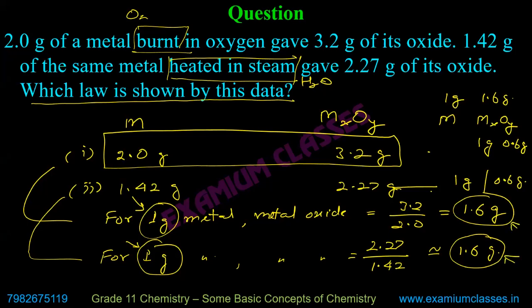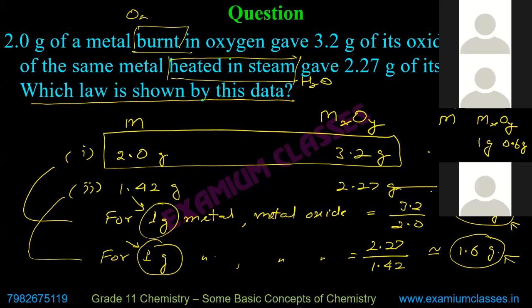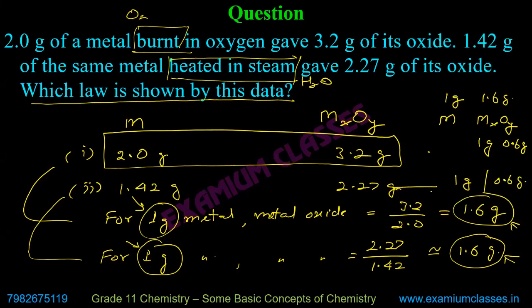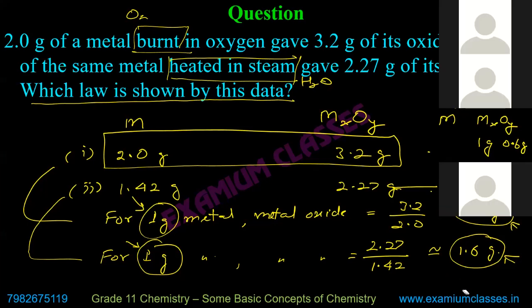So that's why it is law of conservation of mass, not law of multiple proportion, because the ratio is not 1 is to 2, 2 is to 3. It is just 1 is to 1. It means it is same compound we are talking about. These are not two different compounds. It's the same compound we are talking about.